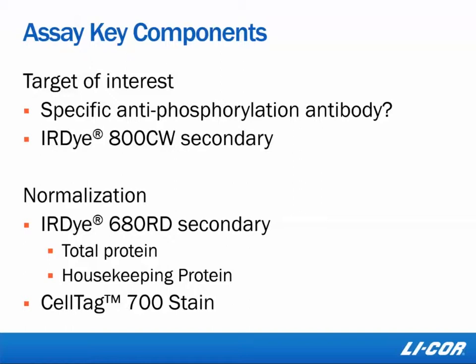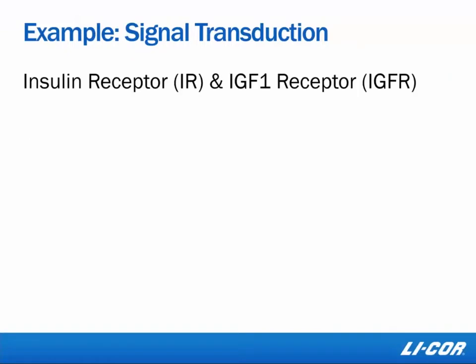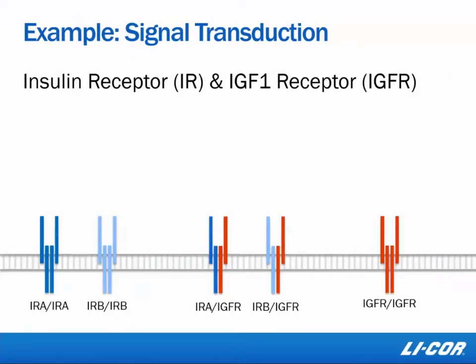Now let's go through a specific example of a group using the In-Cell Western Assay to study protein phosphorylation. This data was published by Pierre Eugene et al. in 2012 from PLOS One. This research group focused their work on both the insulin receptor and the IGF-1 receptor. In cells, the insulin receptor forms homodimers with itself. The IGF-1 receptor also forms homodimers, and insulin receptor and IGF-1 receptors also form hybrid receptors with one another.